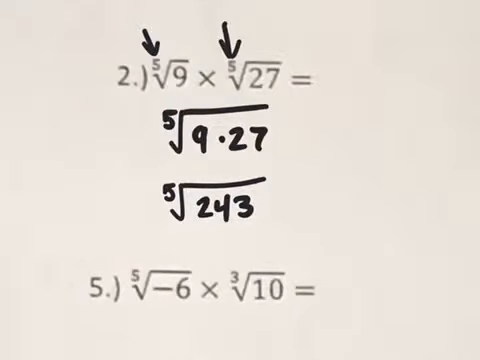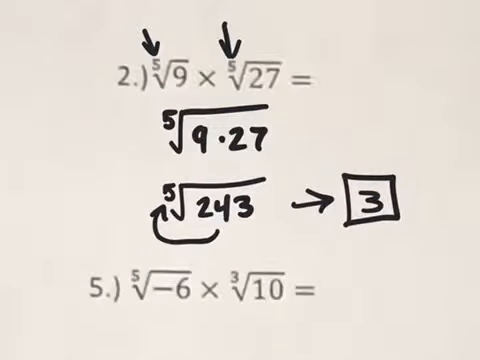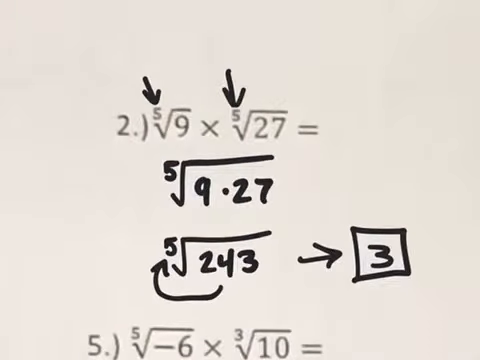And you might recognize that if you're really familiar with your powers. 243 actually is a perfect 5th root. It's a perfect 5th root for 3. So this is an example of when we'd be able to continue to simplify after we take that first step. Now, what's interesting about this is back in the original problem setup, we were unable to do anything with the 5th root of 9. 9 isn't a perfect 5th root.